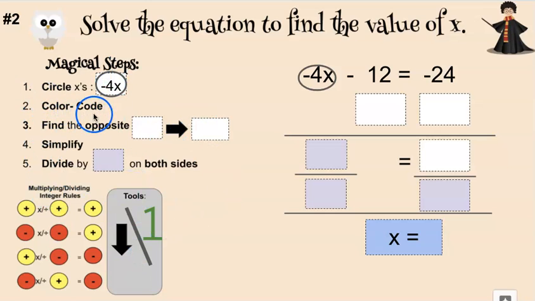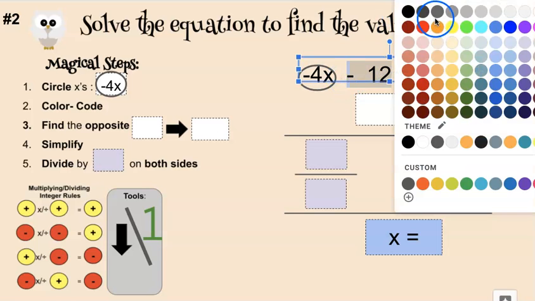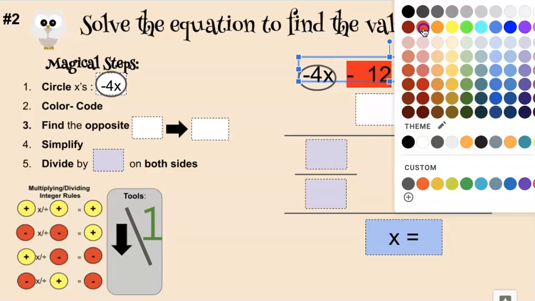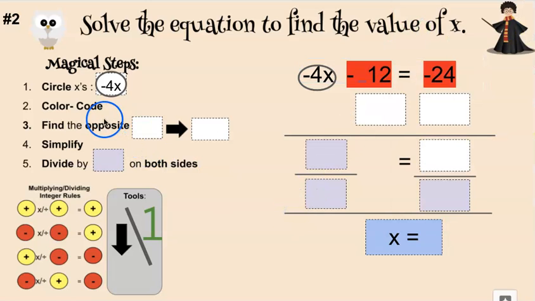Number 2, color code. So we're going to get negative 12, and that's going to be color coded in red for negative numbers, and negative 24 also in red because it's a negative number. Okay, there we go. Color code. So we're going to come back to color code because we always have to color code our constants. But we are going to go for number 2, step 3 for right now.